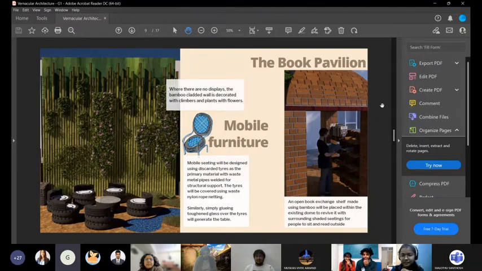The book pavilion is, as we already mentioned, a self-made shelf, and on a voluntary basis people can come, read, and then keep the book back. Then there is the mobile seating, which could be made from discarded, used tires. The tires would be covered using waste nylon rope netting. These are all do-it-yourself projects which could be done by the students themselves.